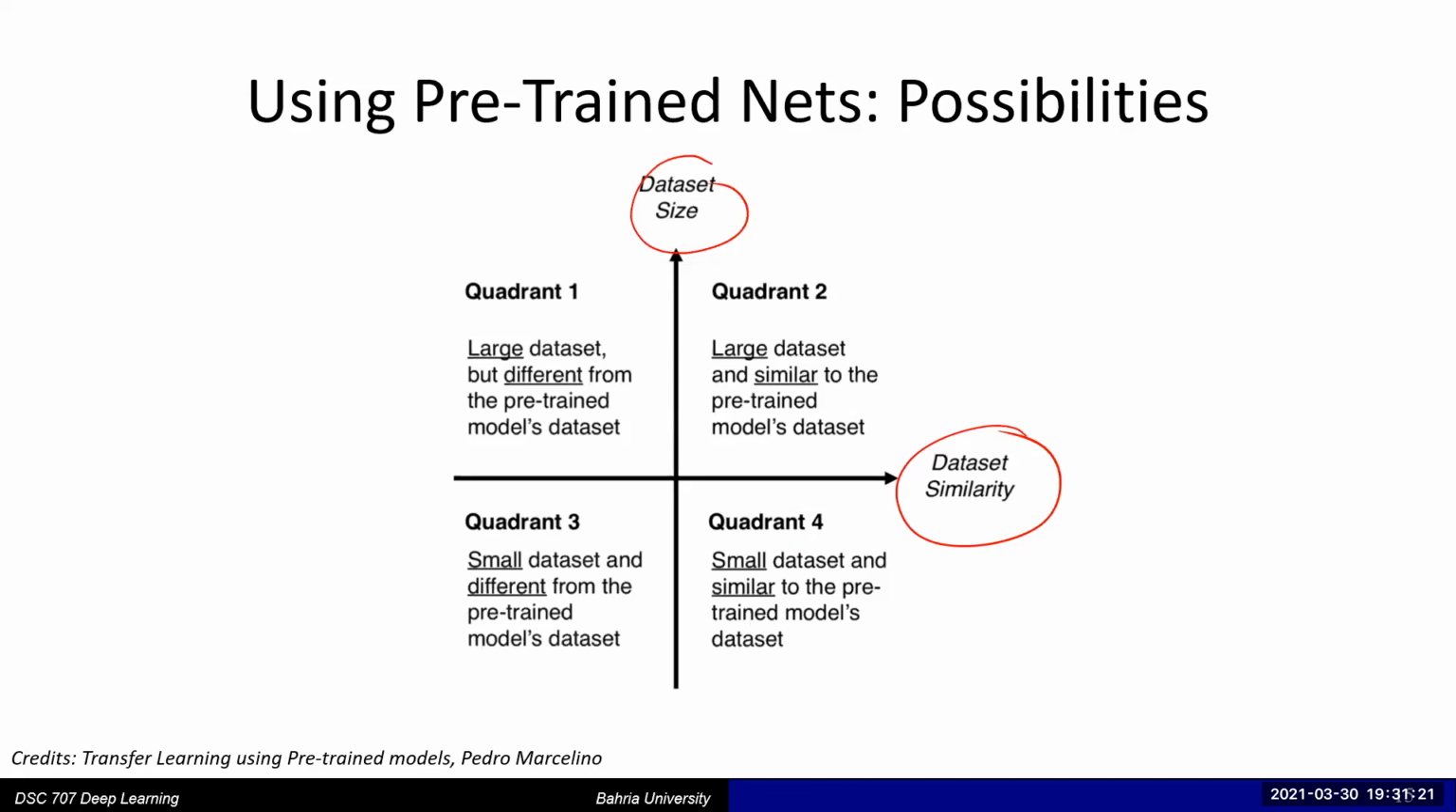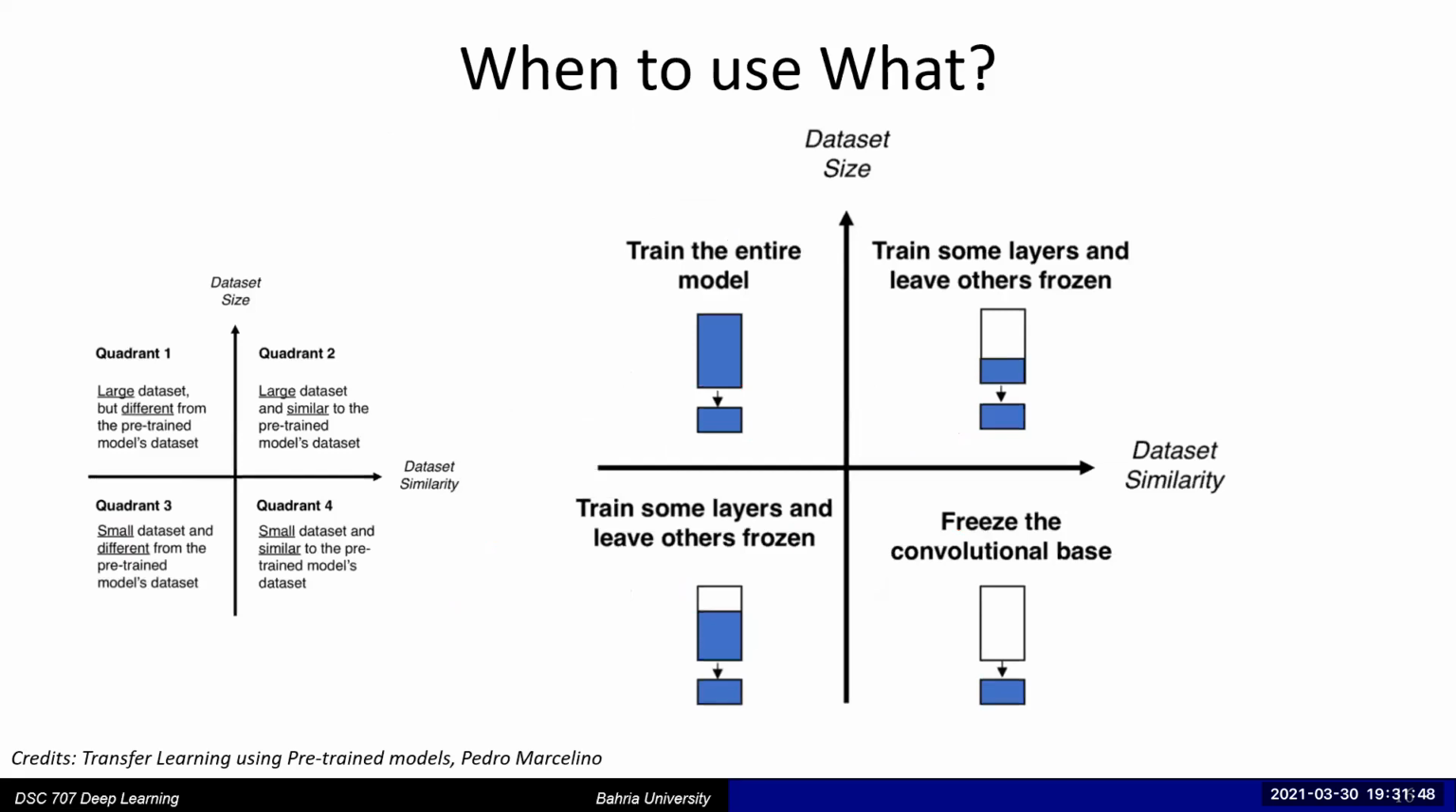So you can have four different possibilities. You have a large data set, but it is different from the source data set. Source means the one on which the model was trained. You can have a large data set which is similar to the source. Similarly, you can have a small data set which is either different or similar to the source data set. So you have two parameters, and you can have four different combinations. Again, these are guidelines, not a rule of thumb, but just guidelines which you can explore in the beginning. So let's start with the first possibility.